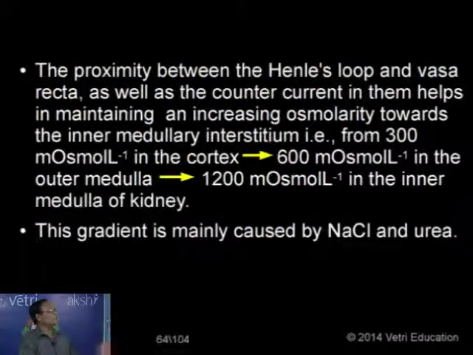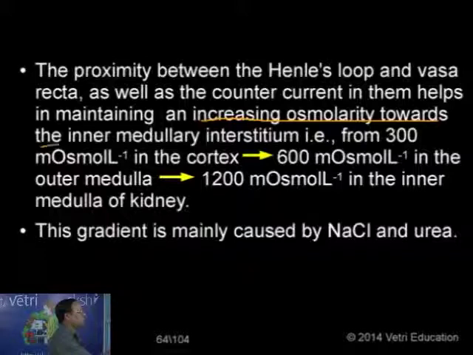Now you see that when I mentioned the proximity, the close arrangement between the Henle's loop and vasa recta, as well as the countercurrent in them. The vasa recta and the Henle's loop are arranged in close proximity, and there exists in both a countercurrent mechanism, and this is helping in maintaining the increasing osmolarity in the inner medullary interstitium, as I described earlier.